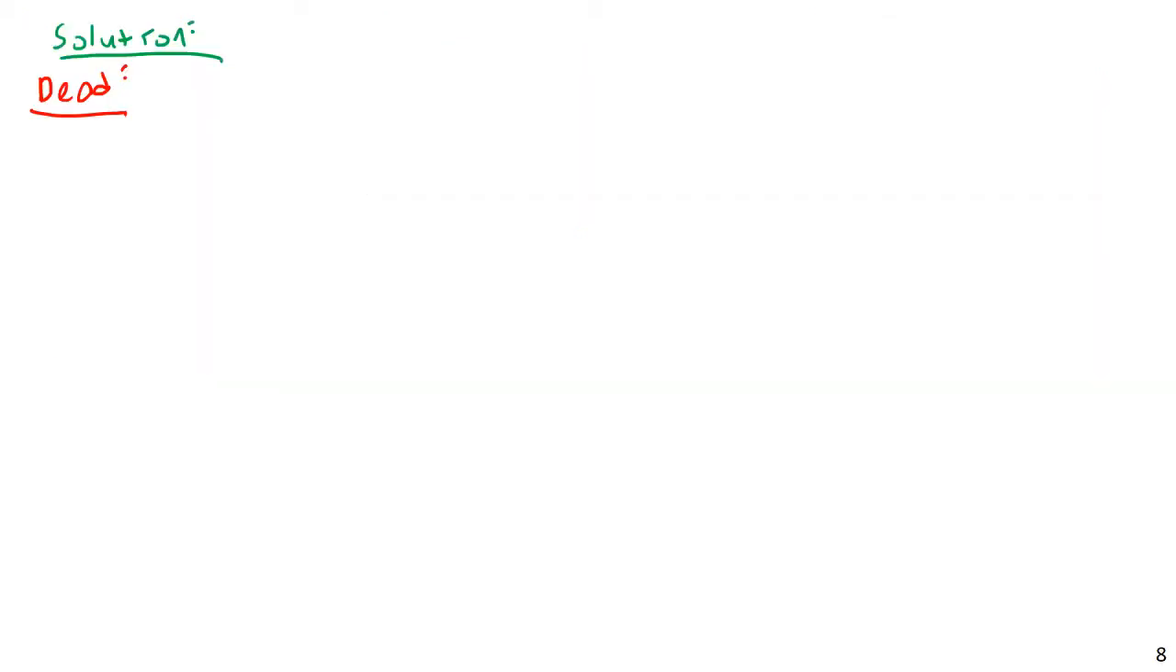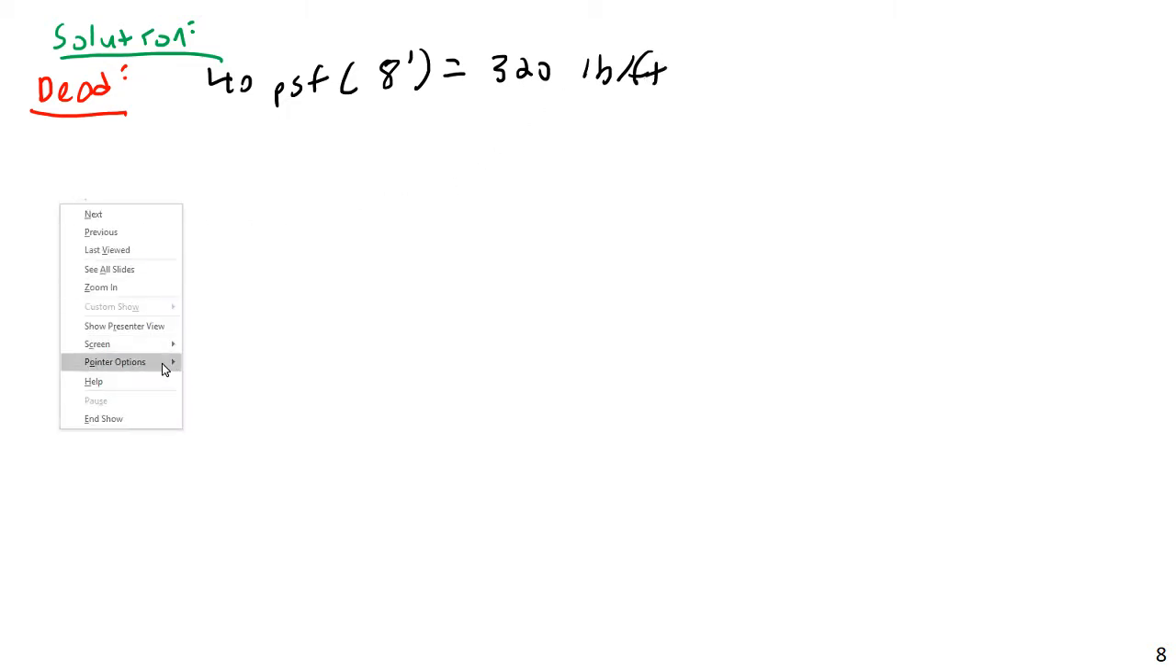So that means that our total width for our dead load is going to be 8 foot. So our dead load is going to be 40 pounds per square foot times a width of 8 feet, and that is going to equal 320 pounds per foot. So we have our dead load. Then we'll have our self-weight, and the self-weight is going to be a little bit tricky. Well, not really that tricky, just more in terms of units.